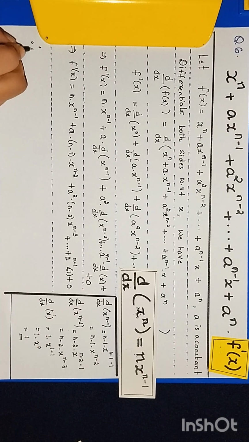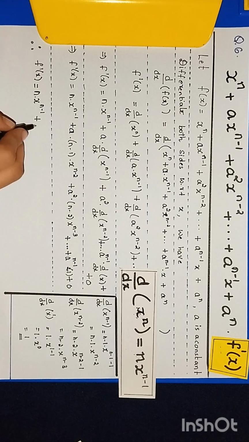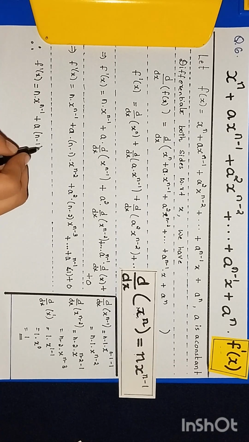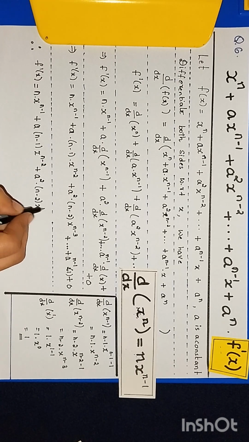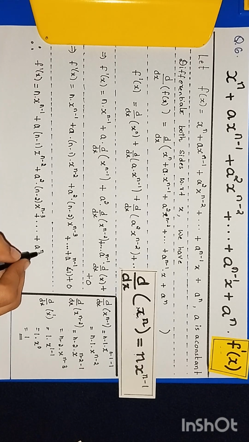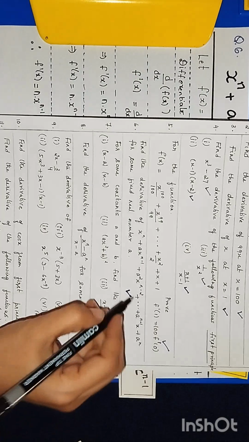Therefore the derivative of this polynomial function is equal to n into x to the power n minus 1 plus a into n minus 1 x to the power n minus 2 plus a square into n minus 2 into x to the power n minus 3 plus a to the power n minus 1. So this is the required derivative of the polynomial function. Hence we completed the sixth one.